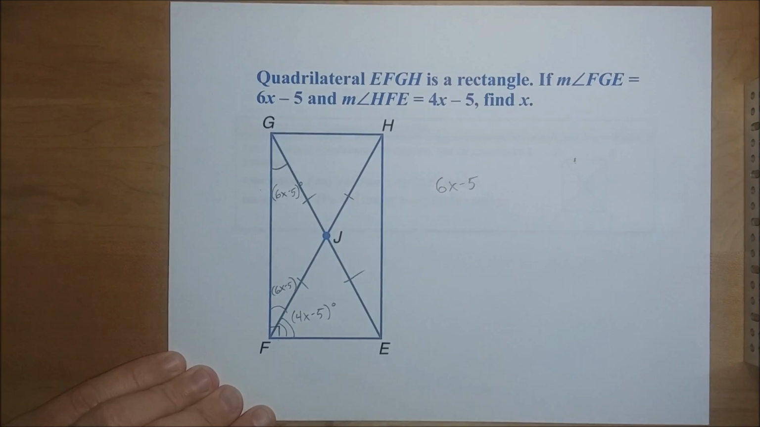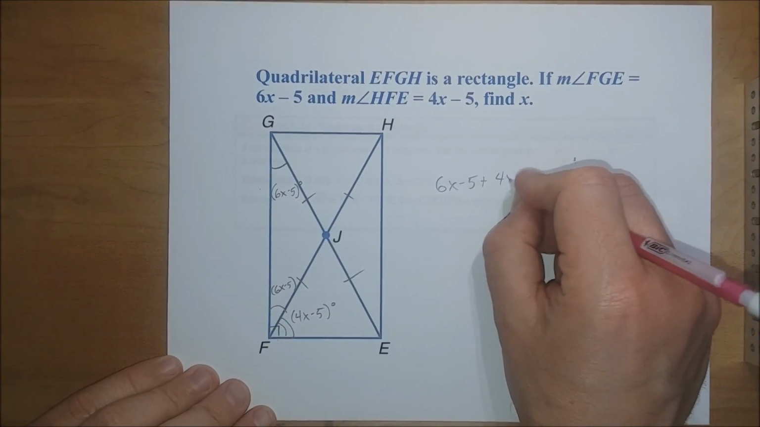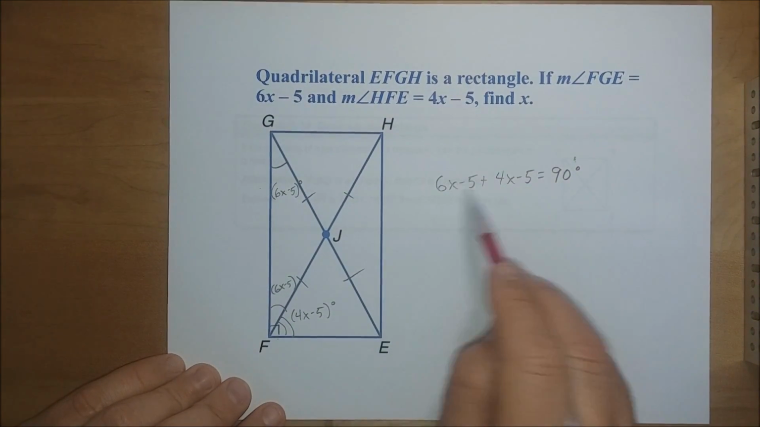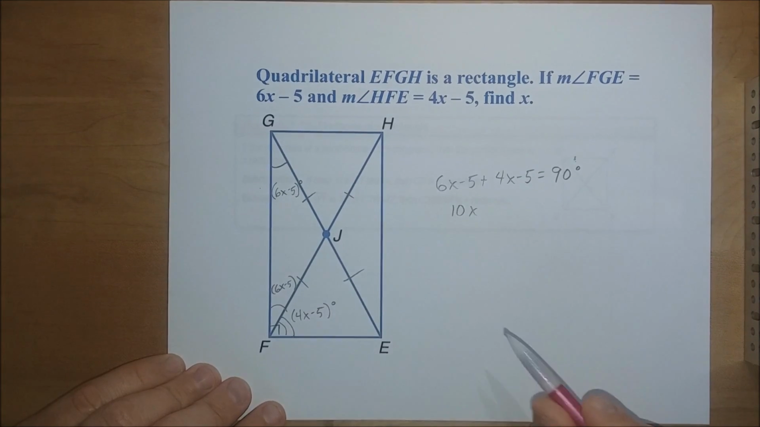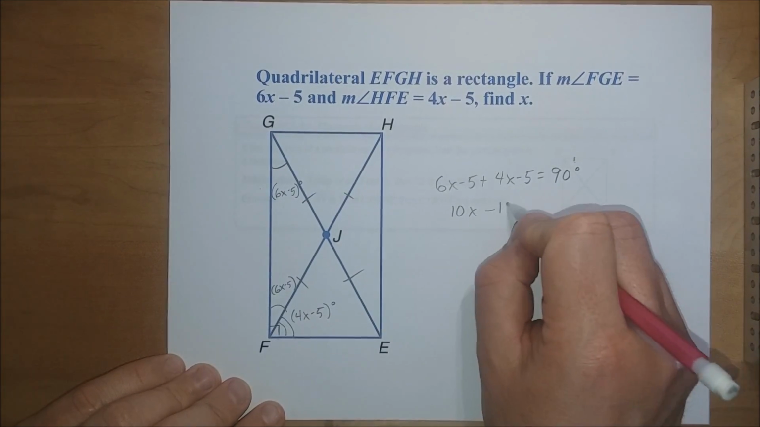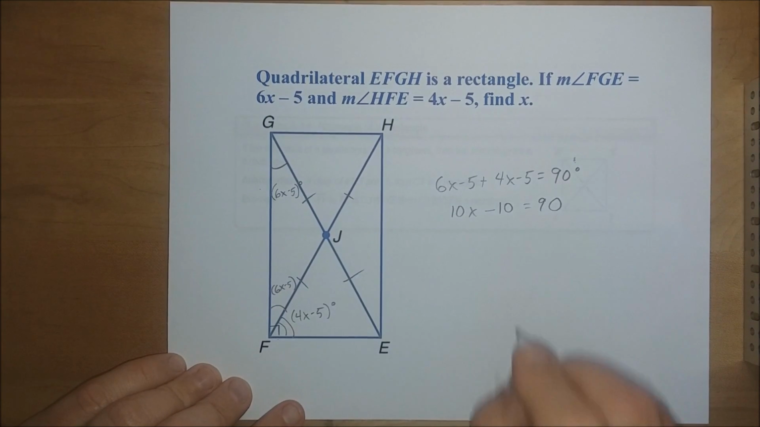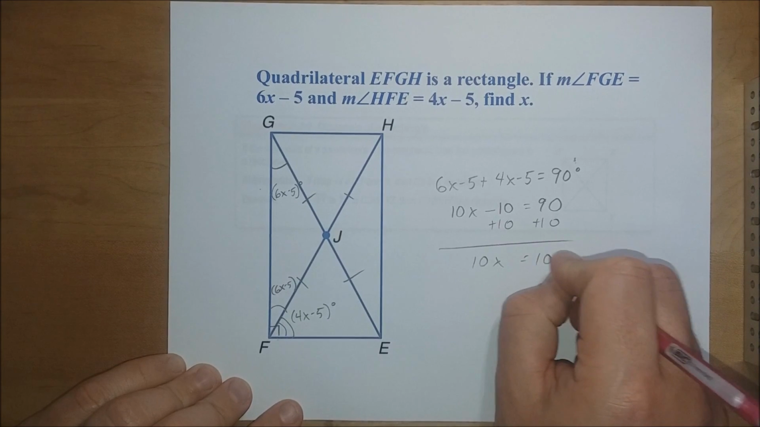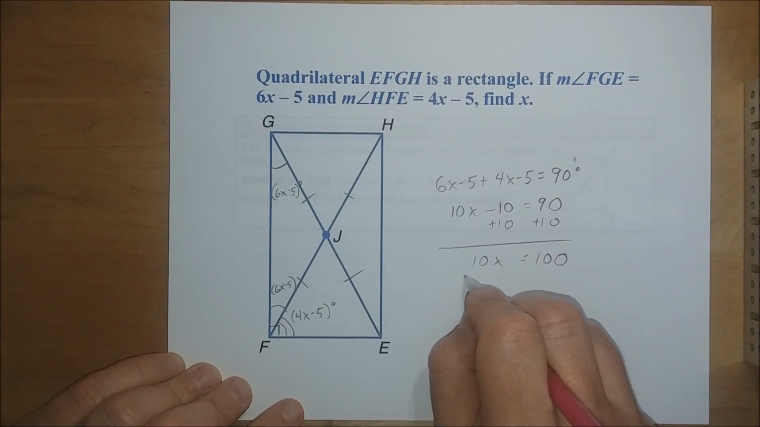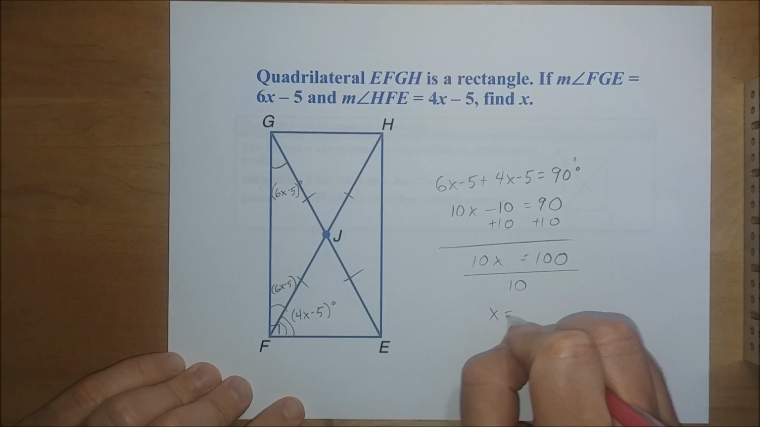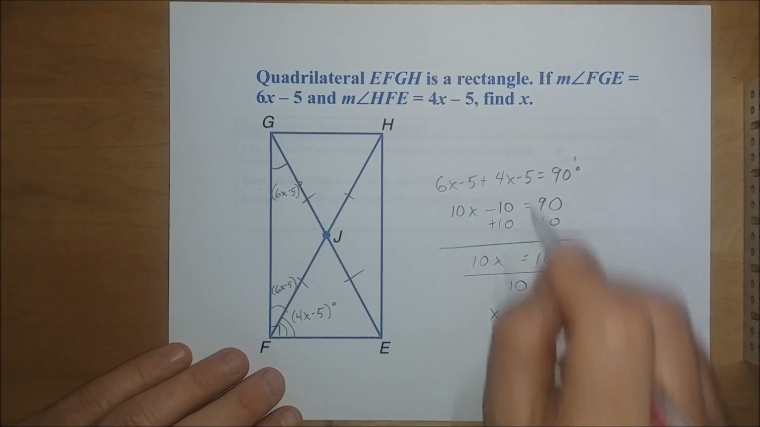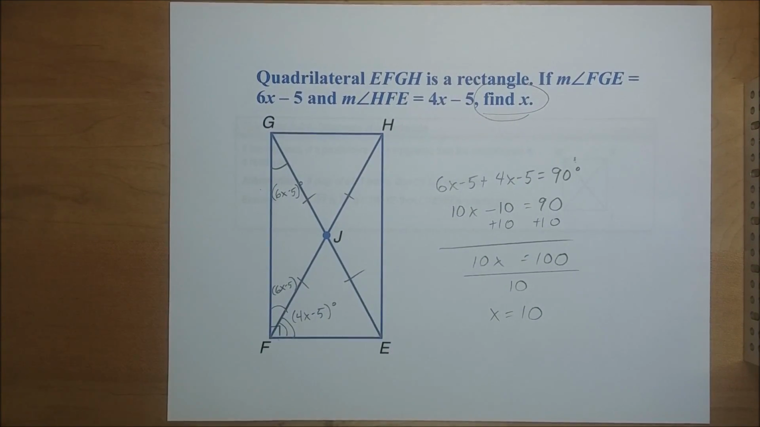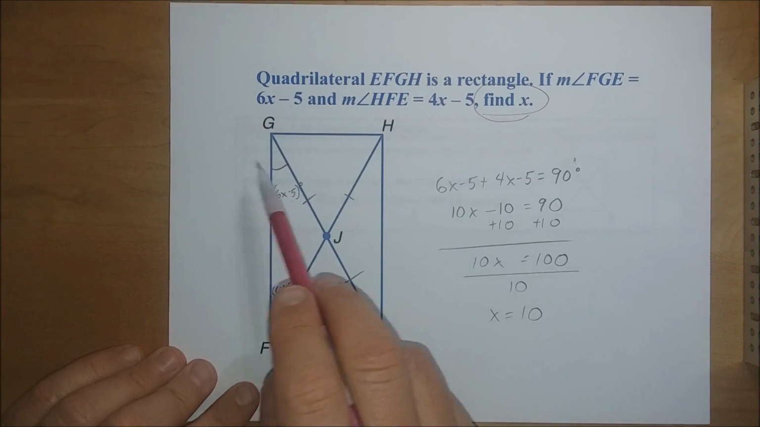6x minus 5 plus 4x minus 5 must equal 90 degrees. Good. When we combine like terms, we get 10x minus 10. And we can add 10 to both sides. We get 10x equals 100. And if we divide both sides by 10, we get x equals 10. Always go back and read the question again. Did we find what they were asking for? Yes, they wanted x.